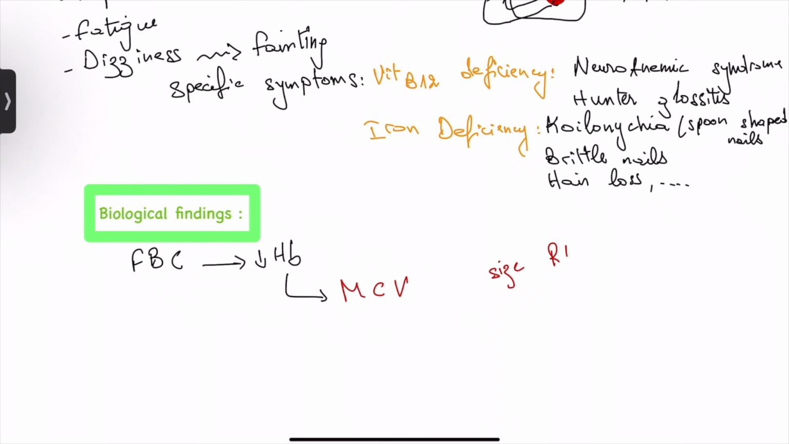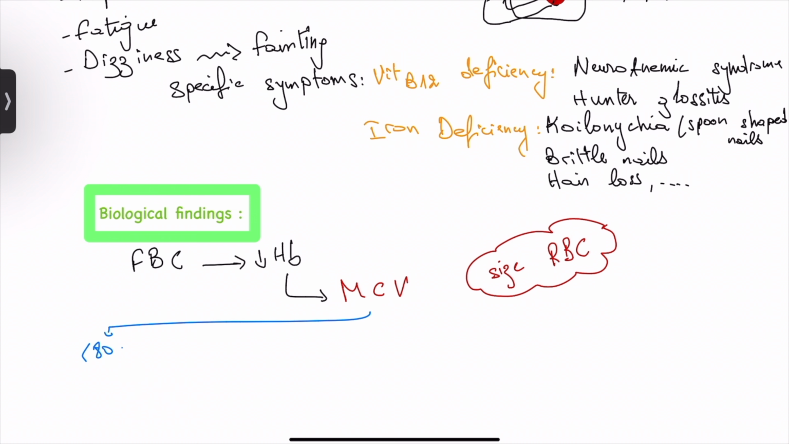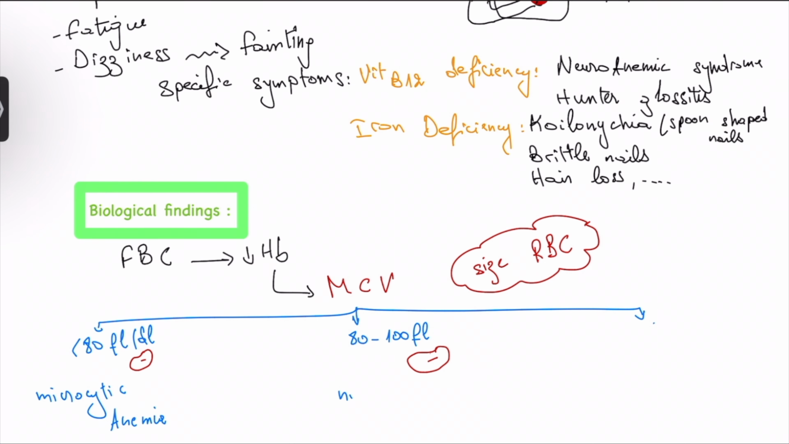MCV, or mean corpuscular volume, which reflects the size of the red blood cell. If it's lower than 80 femtoliters, it's microcytic anemia. If it's between 80 to 100, which is the normal value, it's normocytic anemia. If it's above 100, it's macrocytic anemia.